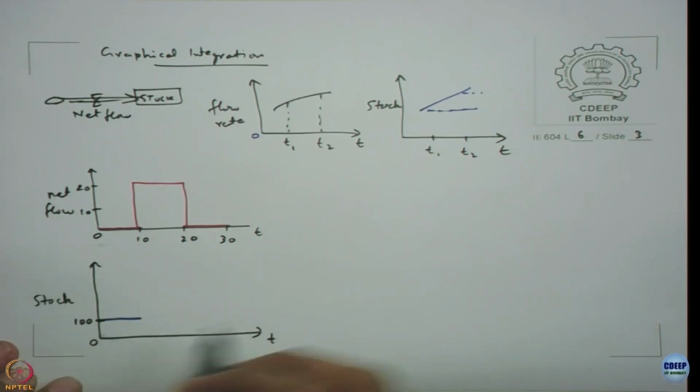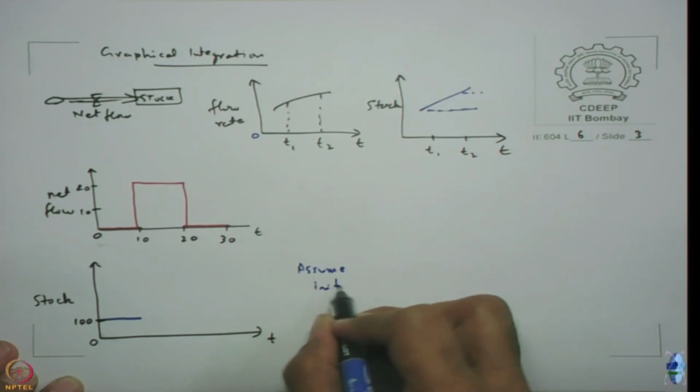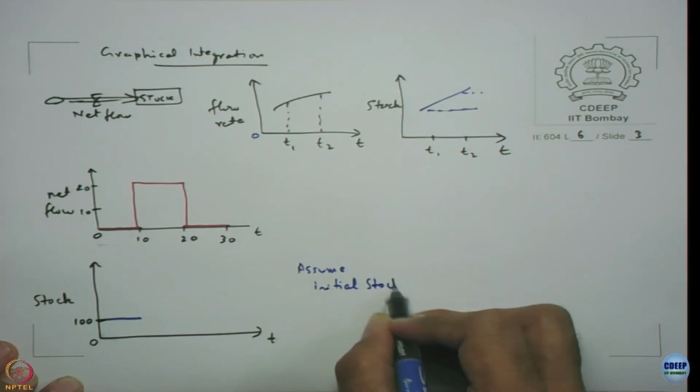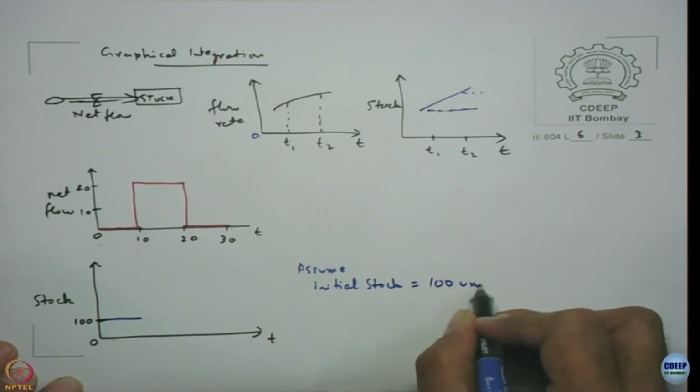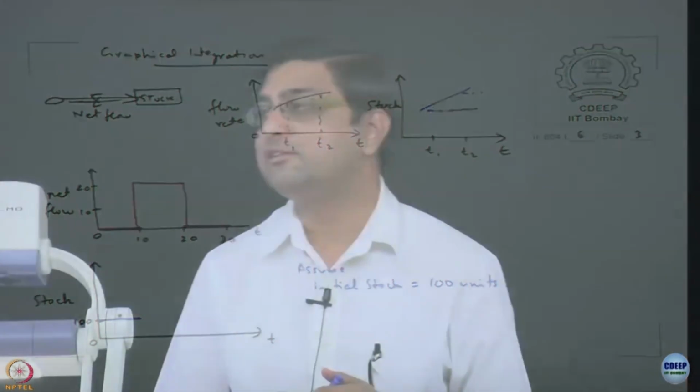So we assume the initial stock is 100 units. Until time 10 it is 100. Then what happens from time 10 to 20? It will increase. How will it increase? The flow is a rectangular pulse, so what happens? It is going to increase. It's a ramp function. It is going to increase linearly, right?